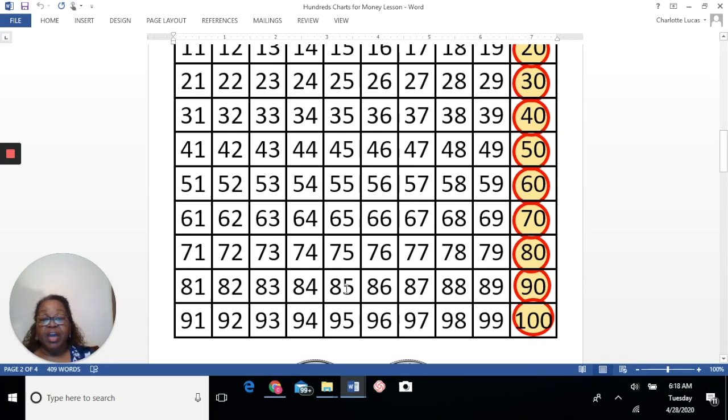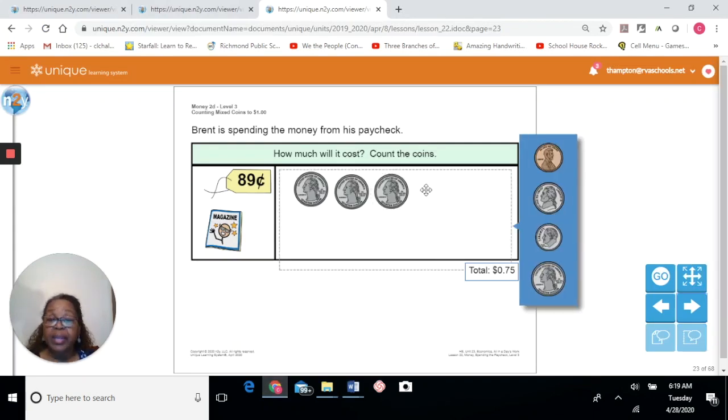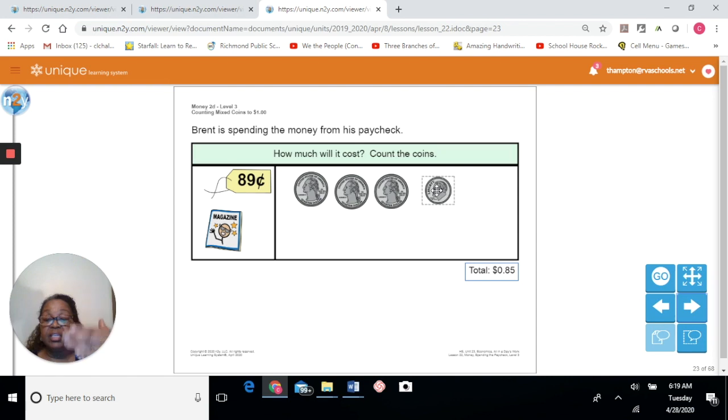If we have 85 cents and we're trying to get to 89 cents, 85, that's your nickel. 86, 87, 88, 89. The pennies, we count on from 85 to add 1, 2, 3, 4 pennies. So let's go back to our problem. 75, what can we add? A dime. Very nice. That will be 75. And if we add 10, it will be 85. Very good. 25, 50, 75, 85.